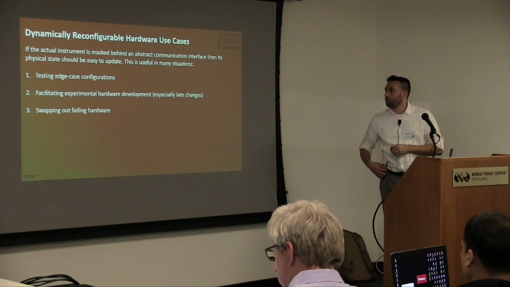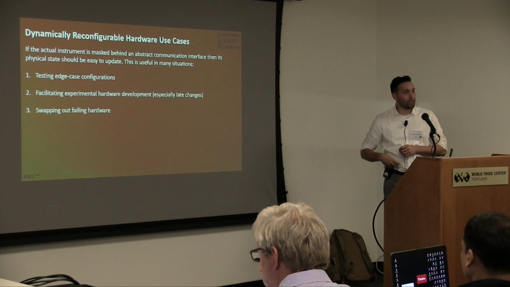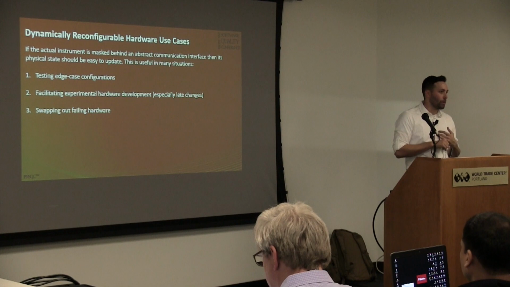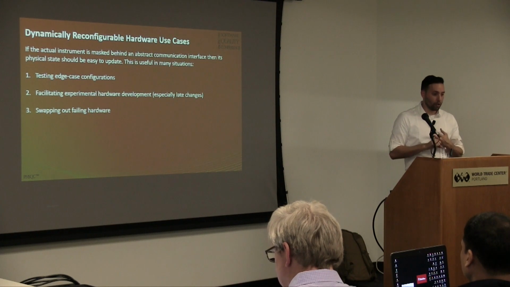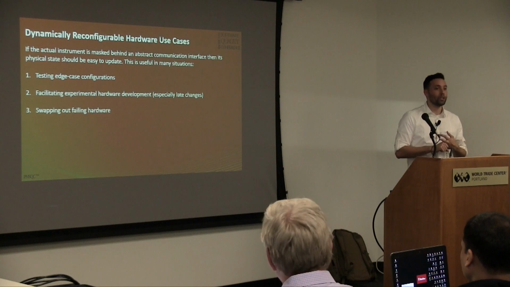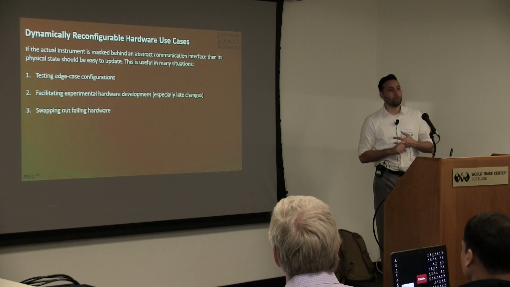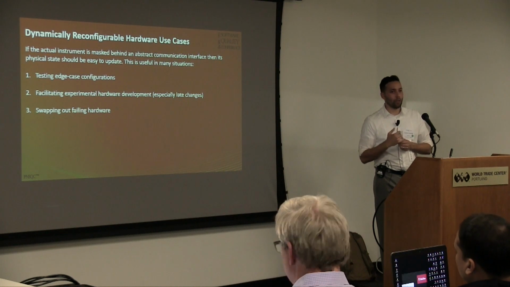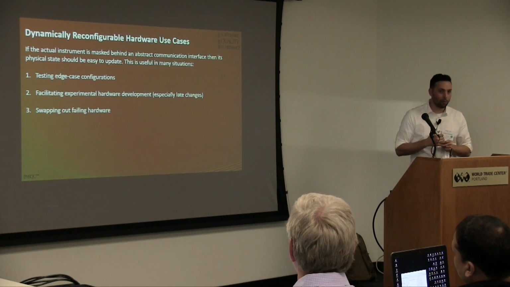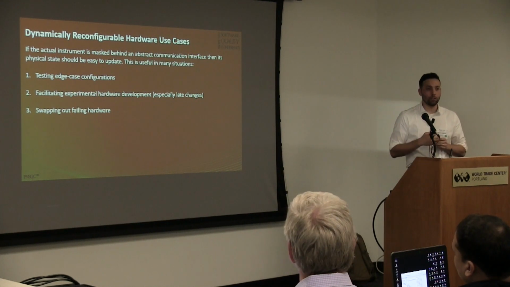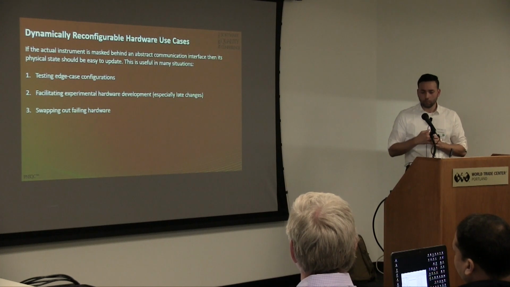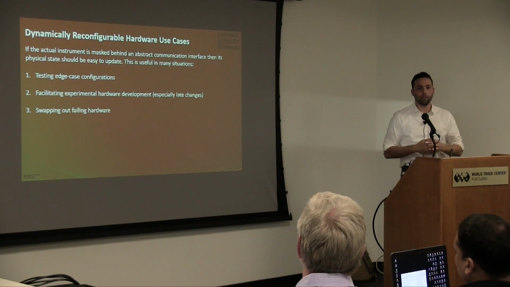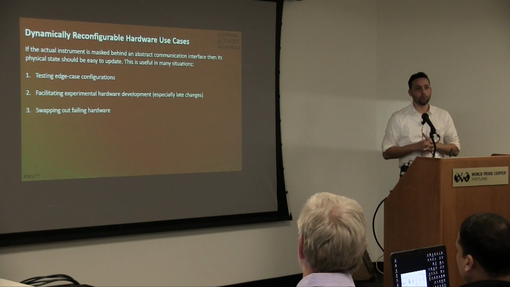So as I said, you can test using the set of edge case configurations. You could facilitate kind of experimental hardware changes. You can swap out failing instruments when you're building hardware. Prototypes that fail happens, right? So I don't have a list of statically defined scopes that live in the lab because I have these VMs that represent scopes. So if one of them happens to die because it's a prototype, it's okay. I'll just get a different one and I'll put it where the hole was and we continue going as though it's no big deal.